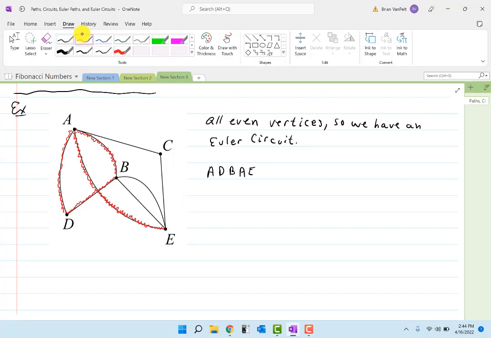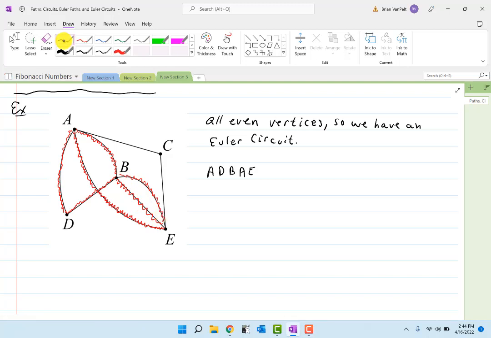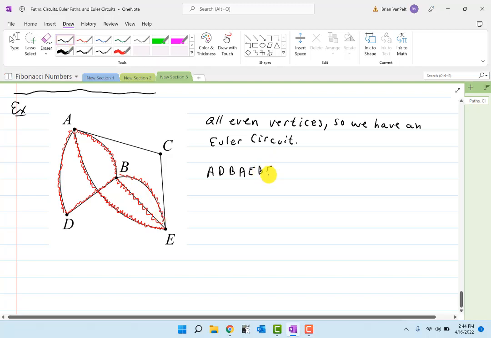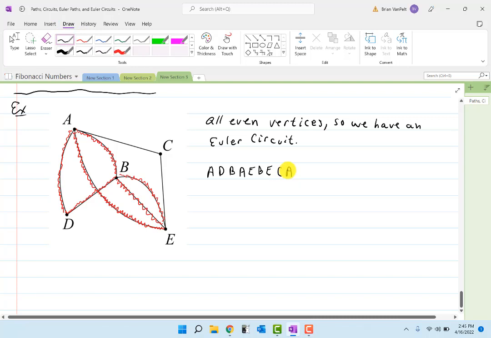Now from E, where do we proceed? Well, what I like to do in cases like this, I'm going to use up this loop sort of thing that goes from B and then back to E. So I went B and then E. And then now you can see that this is going to be a cakewalk to finish. I will just then go to C and then back to A.